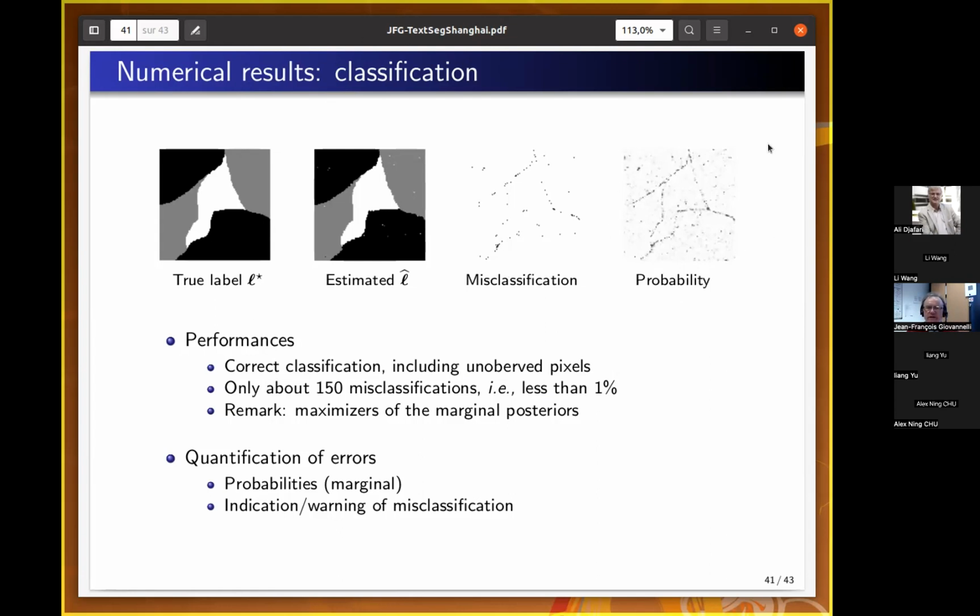And this is the probability of the label that is computed based only on the data. The algorithm produces an approximation of the posterior marginal probability for each label. And it says that the algorithm is able to quantify, in one sense, the uncertainty. And we see that most of the misclassifications are located in a location where the probability is low. So the method is, in one sense, able to give an idea of uncertainty, and a high uncertainty is in correct adequation with misclassification. A kind of indication or kind of warning of misclassification.